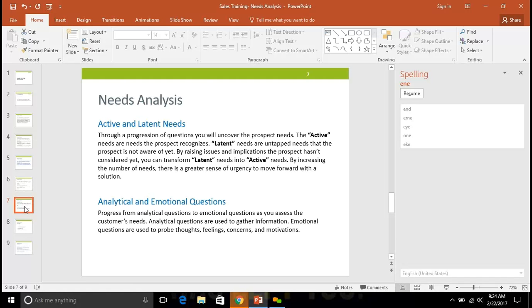And the more active needs you can identify with the customer, the better it's going to be moving forward in the presentation. Okay? And then the last thing is analytical and emotional questions. You need to progress from analytical questions to emotional questions as you assess the customer's needs. So analytical questions, you're actually asking to gather information. How long have you been in the house? What is your average monthly bill?